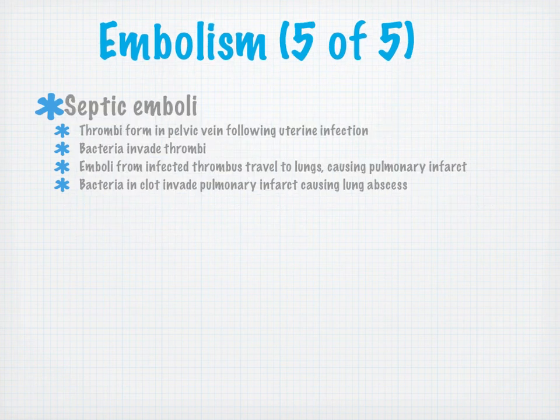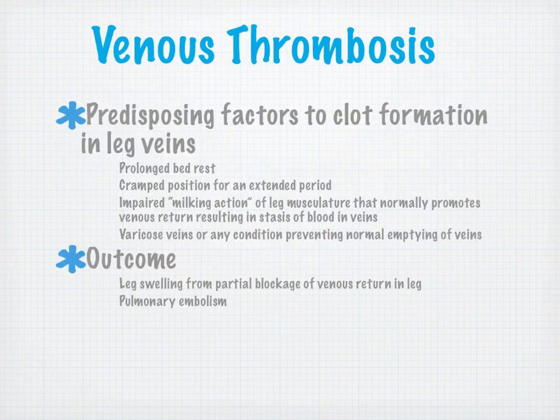And then finally, a septic emboli, which is that thrombus that forms in the pelvic vein or such structure from maybe a uterine infection. And then the bacteria invade the thrombi, as they do, and emboli from infected thrombus travel to the lungs and cause a pulmonary infarct. The bacteria in the clot invade the pulmonary infarct and then cause the lung to abscess. So nothing good happens here.